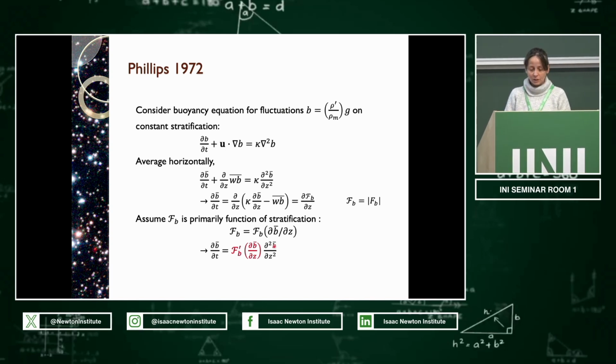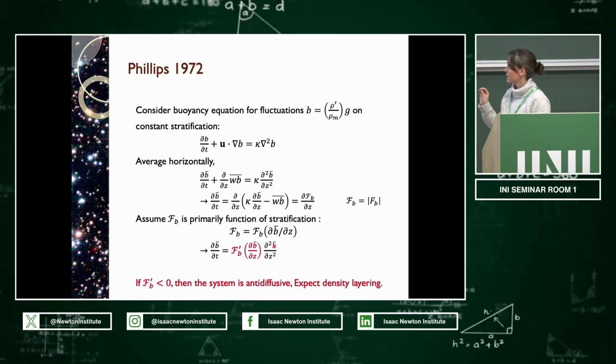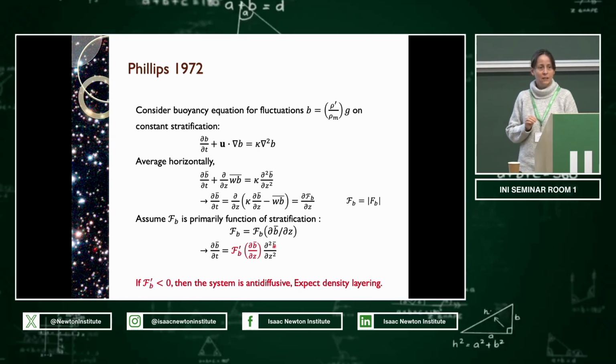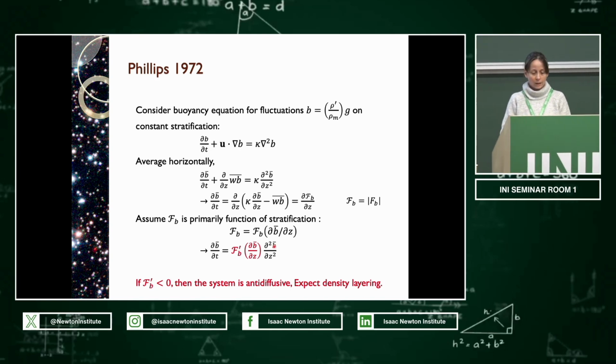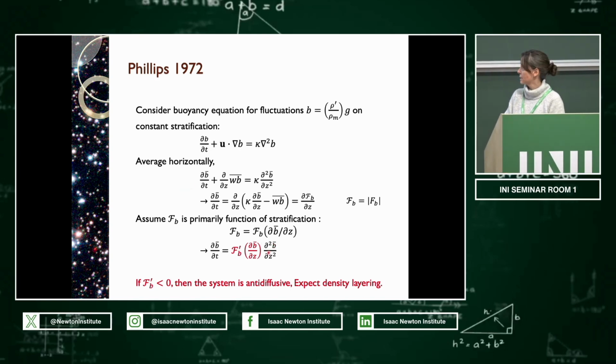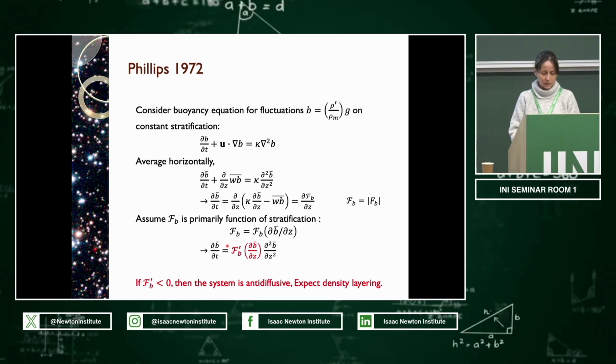And that immediately shows you that if this F prime is negative, then you generally have what we would call anti-diffusion, where the coefficient in front of that second derivative is negative. So this is anti-diffusion in a really traditional sense. That was the insight here. And if you have anti-diffusion, you expect this spontaneous layer formation.